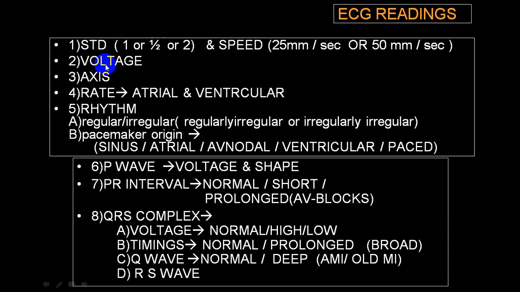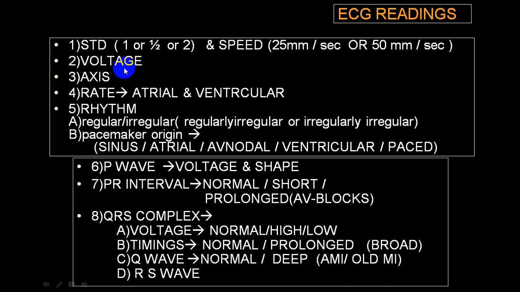First, always look at the standardization. Usually all ECGs are taken at one standardization, what we call 10 millimeter equal to 1 millivolt. In some cases, you can take an ECG at half standardization, we'll be talking about it in a further part, or at double standardization, which means 20 millimeter for 1 millivolt. And speed, routinely we take all ECGs at 25 millimeter per second. But once in a while you can have an ECG at 50 millimeter per second. We'll be talking about when you take that.